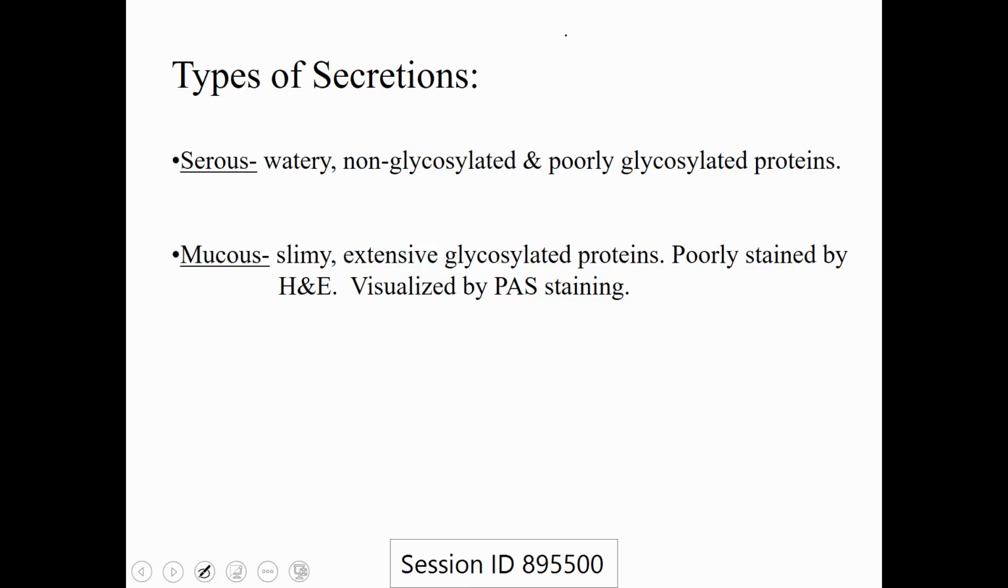When we talk about types of secretion, we will talk about serous, and you'll see that even in the epithelial lecture lab, a module session. Okay? Serous means that you have a watery, non-glycosylated or poorly glycosylated protein, so it picks up that stain quite readily. Versus what we talked about, mucus. Mucus is an extensively glycosylated protein, poorly stained by H&E, but visualized by PAS. And we showed that yesterday with the goblet cells, right?